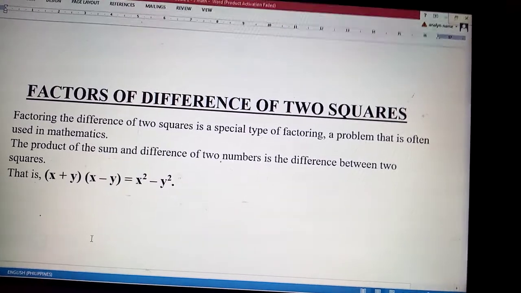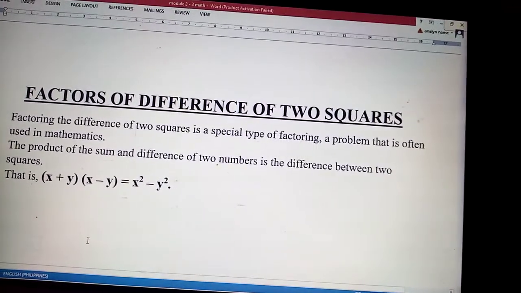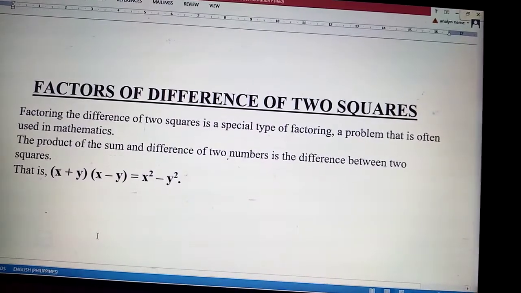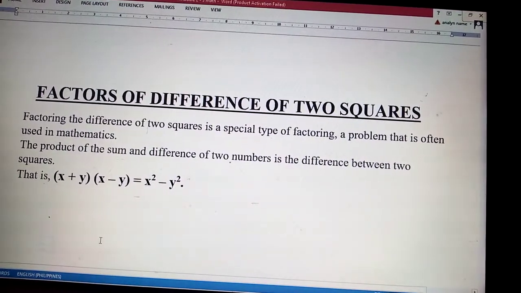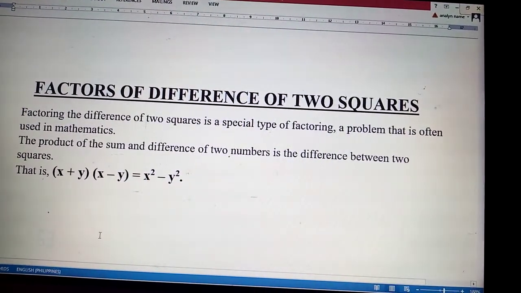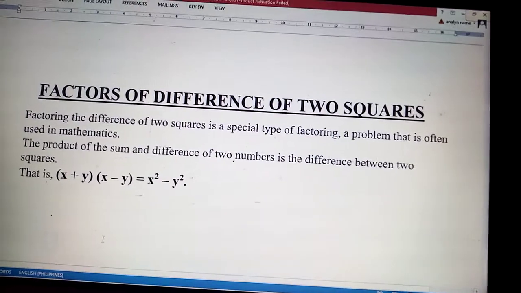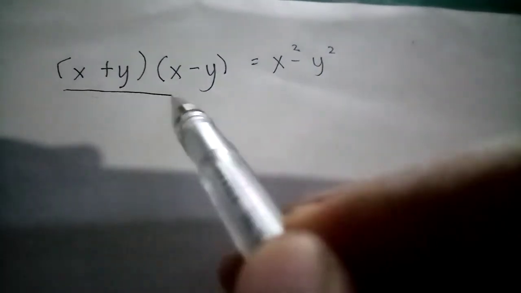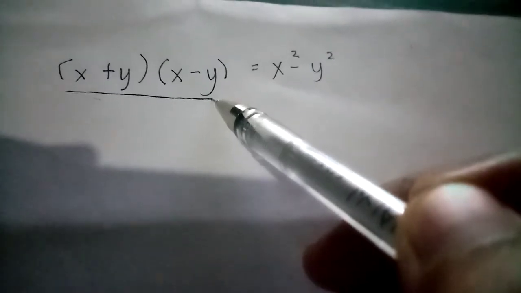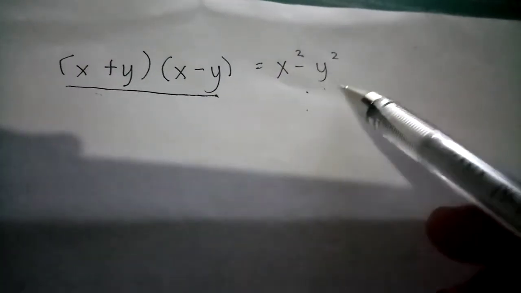The product of the sum and difference of two numbers is the difference between two squares, that is x plus y times the quantity of x minus y is equal to x squared minus y squared. To check if this equation is correct, let's do this solution. To see if x plus y times the quantity of x minus y is equal to x squared minus y squared, let's solve.